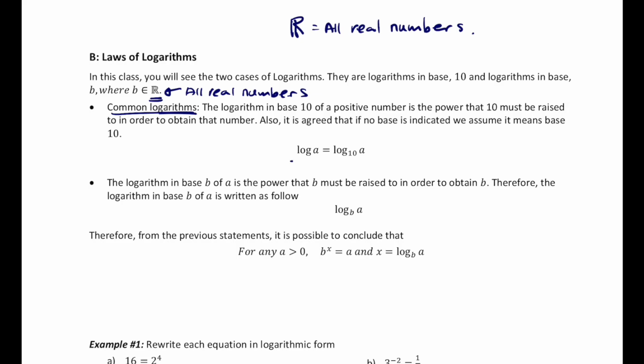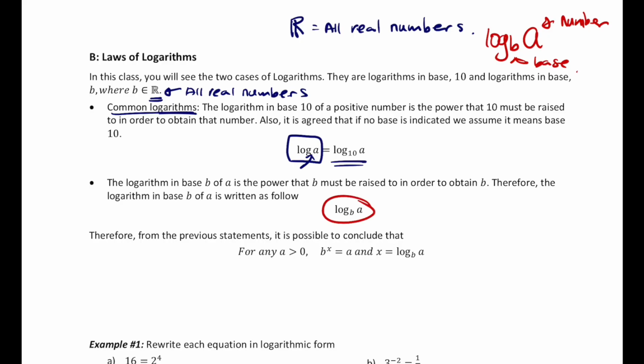Okay, so here we have a symbol log a, right? So when there's no base, usually the base goes here, but if there's no base, we say that the base is 10, right? Usually when you're writing the logarithm, you write it as log base b of a, where a means number and b means base. Okay, so if the base is not written, we say that the base is 10. If other numbers are used as the base, then we have to identify it, such as log base b of a.